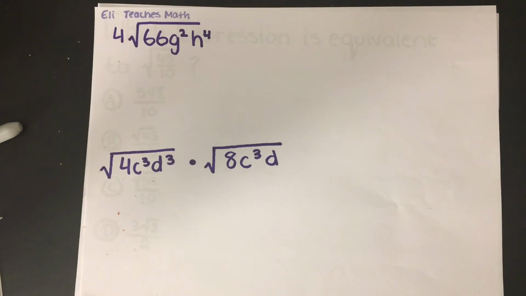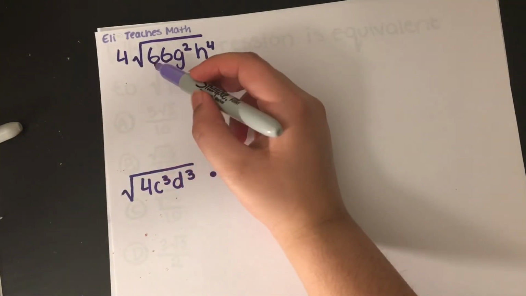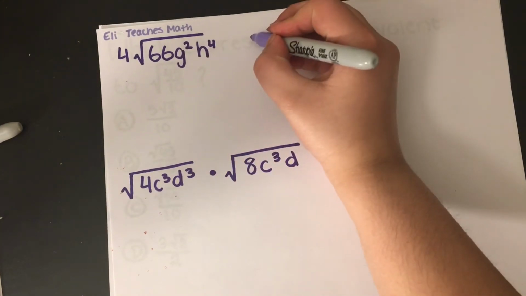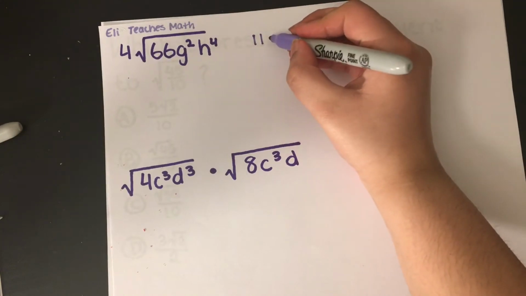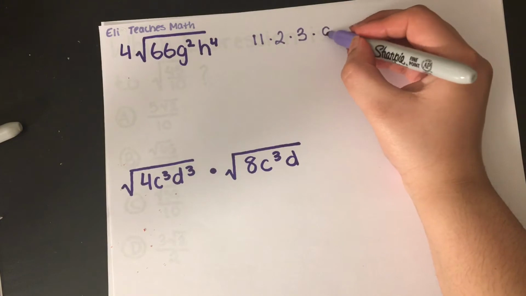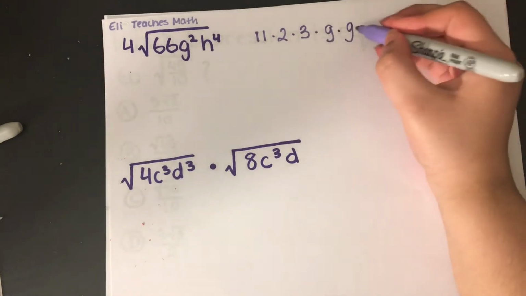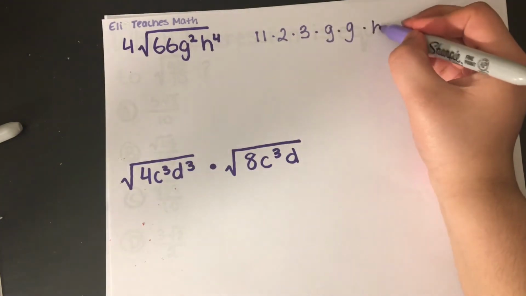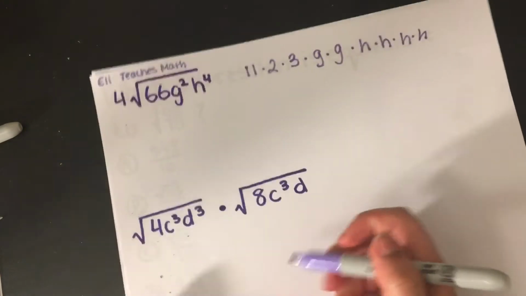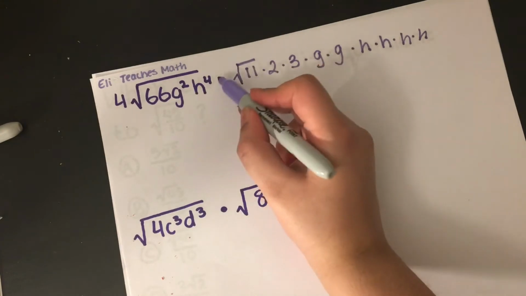4 times the square root of 66 g squared h to the 4th power. So let's break this down. Prime factorization. The square root of 66 is equal to 11 times 6, which is 2 times 3, and then g squared, and then h to the 4th power. And of course, all of that is multiplied by 4.